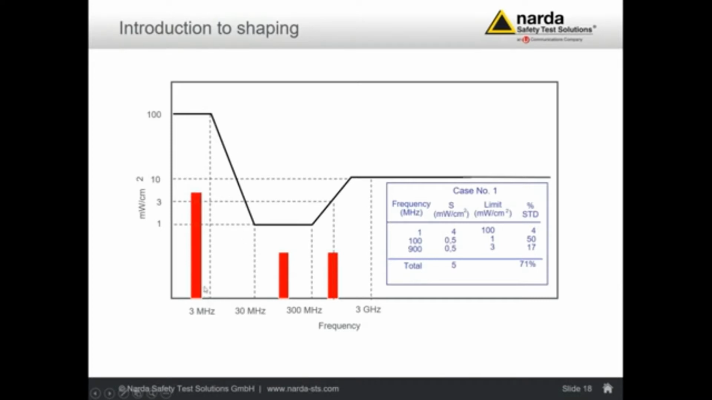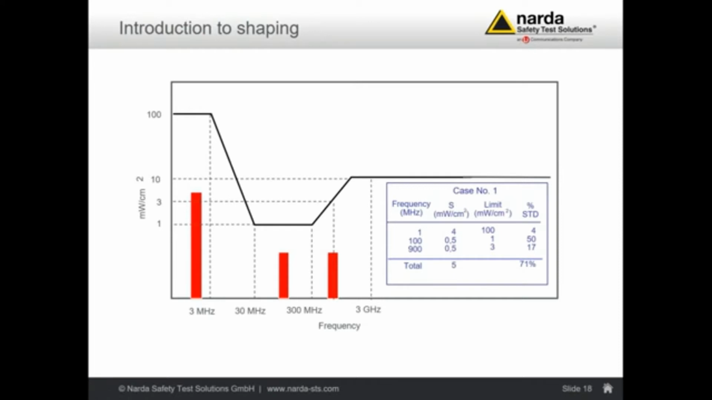So imagine you now have 3 transmitters, one at 1 megahertz, another one at 100 megahertz, and the third one at 900 megahertz. Indicated here in the table. I hope you can see the pointer. And the power density of each signal is indicated here. So for 1 megahertz, the power density is 4 milliwatts. For 100 megahertz, the power density is 0.5 milliwatts. And for 900 megahertz, again, it's 0.5 milliwatts. So in total, you will get a value of 5 milliwatts per centimeter square.